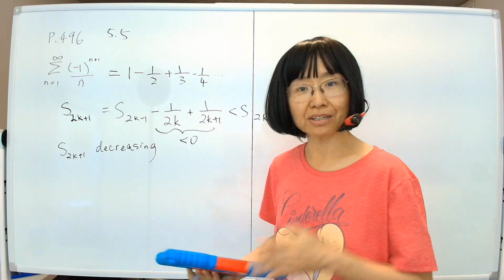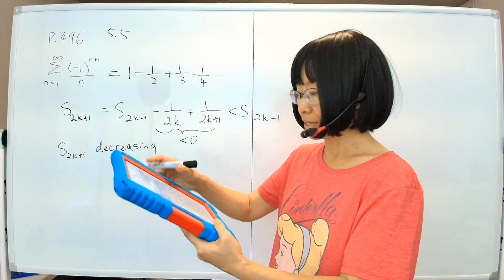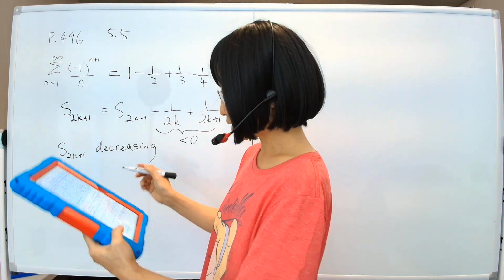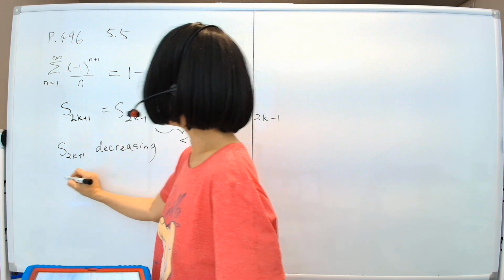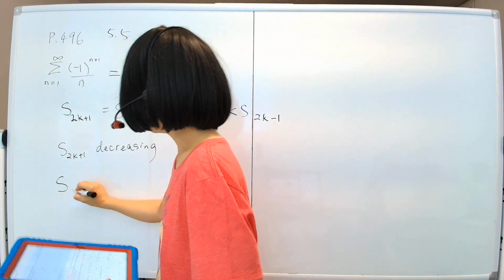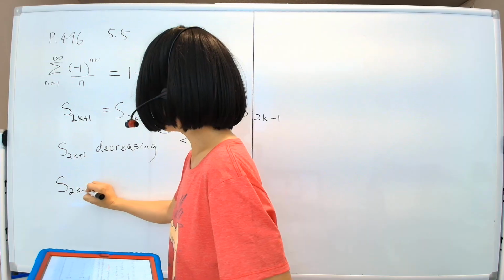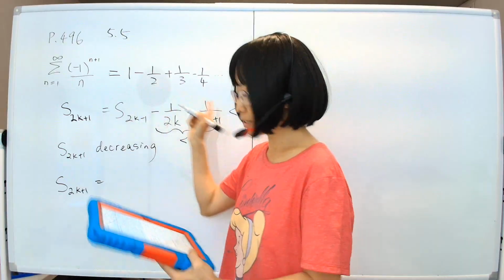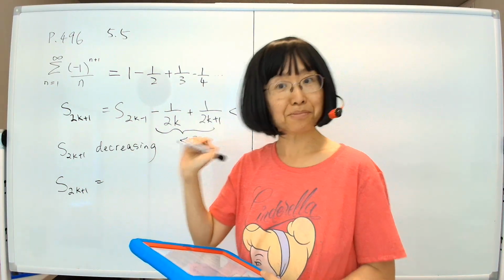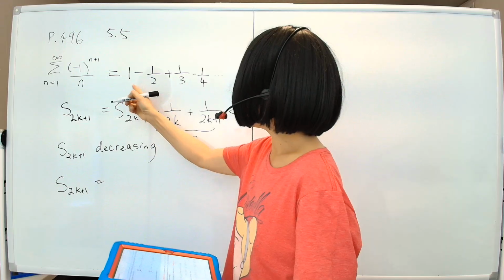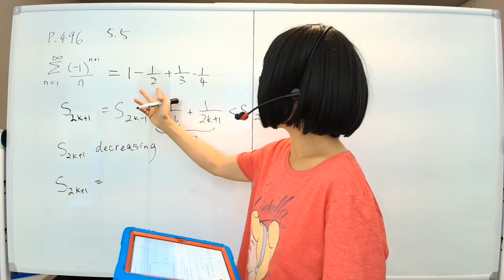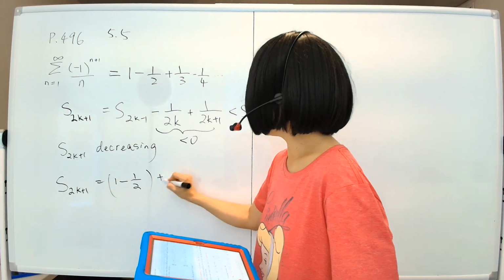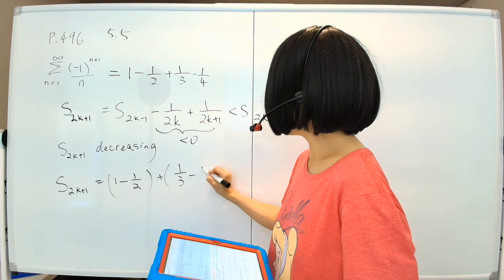Where we're going with this, we're heading for the monotone convergence theorem. So the next thing we need to prove is that it is bounded. How do we know it's bounded? We can write it like this. We write out the original definition of the partial sum, the alternating harmonic series, but we'll write it with terms grouped together. We'll start with 1 minus 1/2, and then plus the next thing, 1/3 minus 1/4, etc.